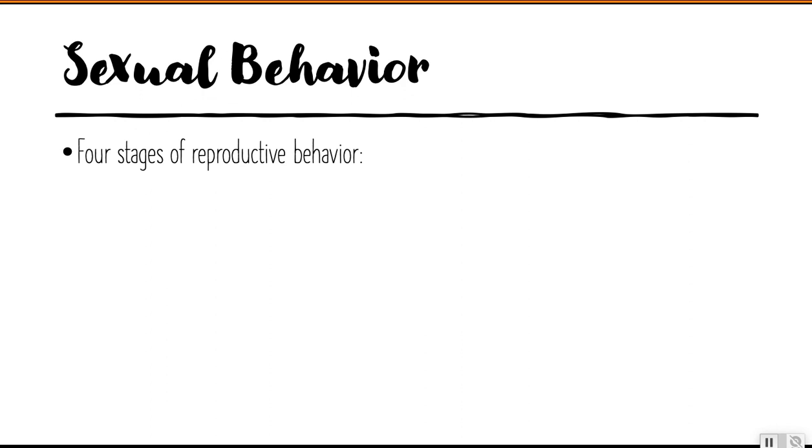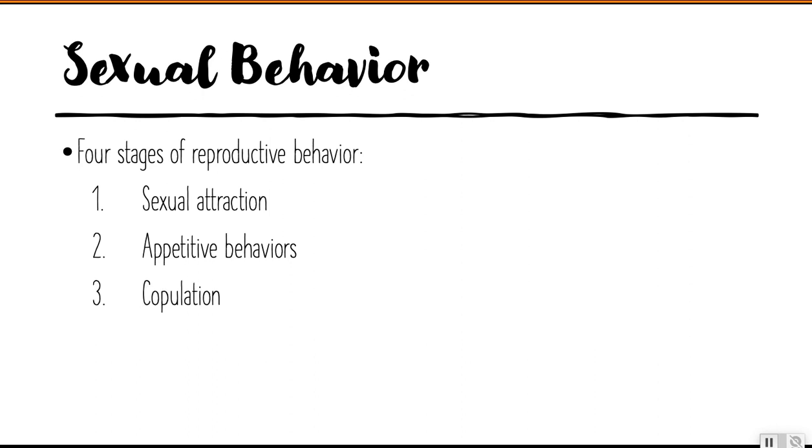So first, let's start with sexual behavior. There are 4 stages of reproductive behavior in animals. The first one is sexual attraction. Then we have appetitive behaviors, copulation, and post-copulatory behaviors. So we're going to focus in on each one of these one by one.